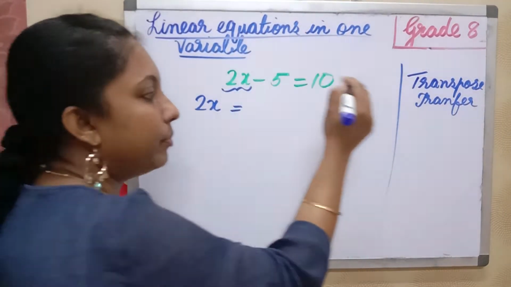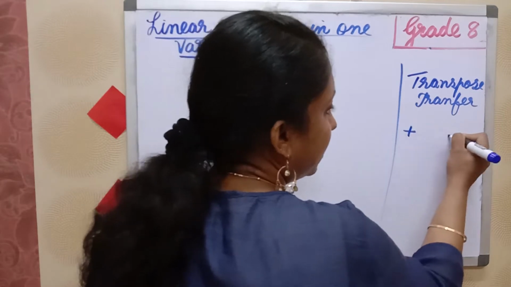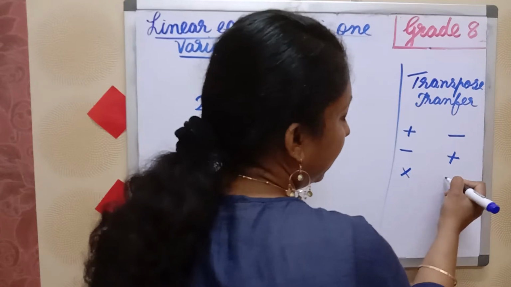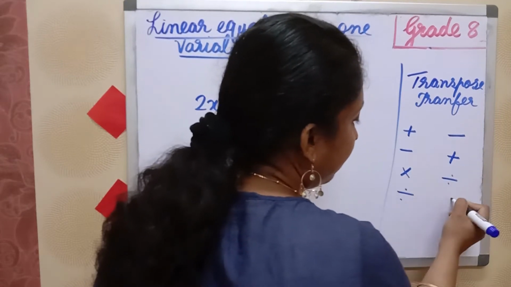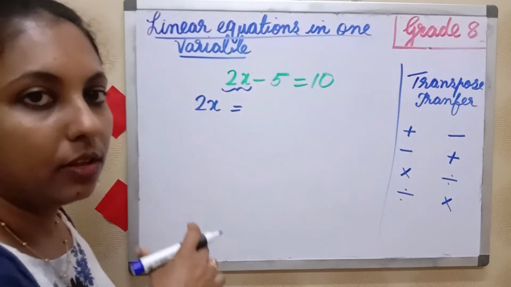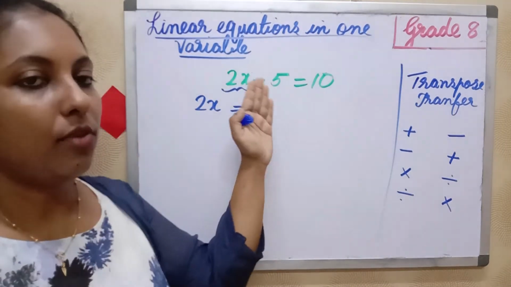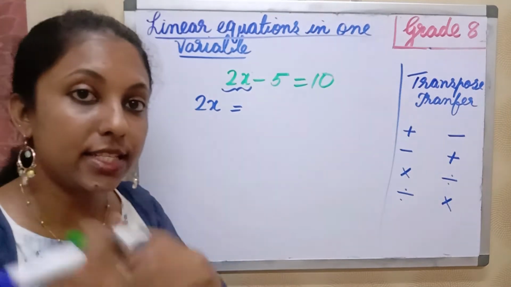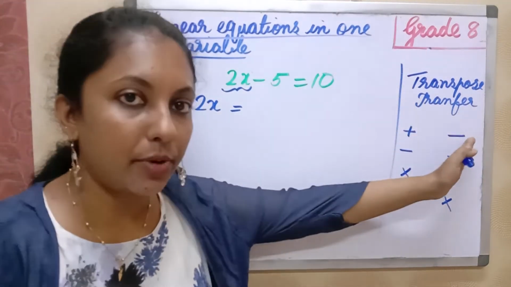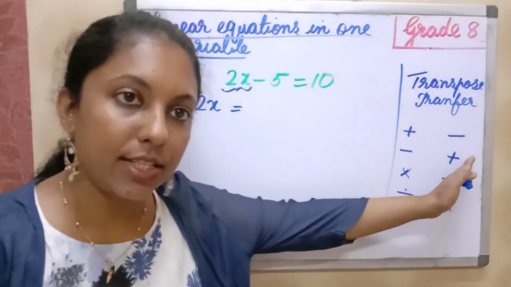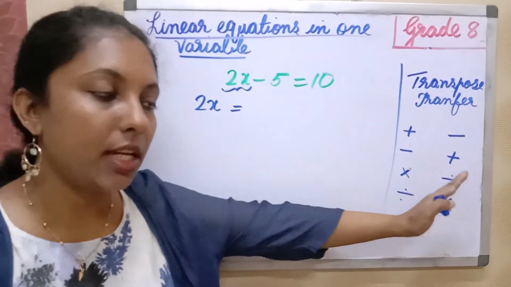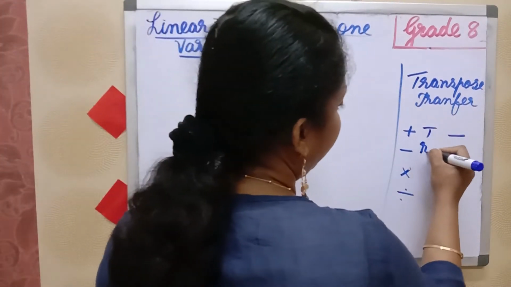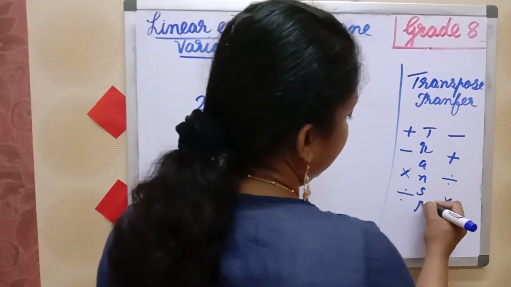When we transpose from one side to the other side, the sign will change, the operations will change. Addition becomes subtraction, subtraction becomes addition, multiplication becomes division and division becomes multiplication. Transpose.